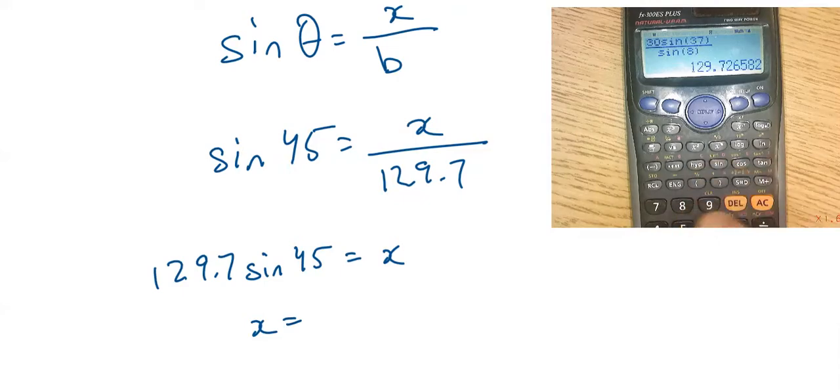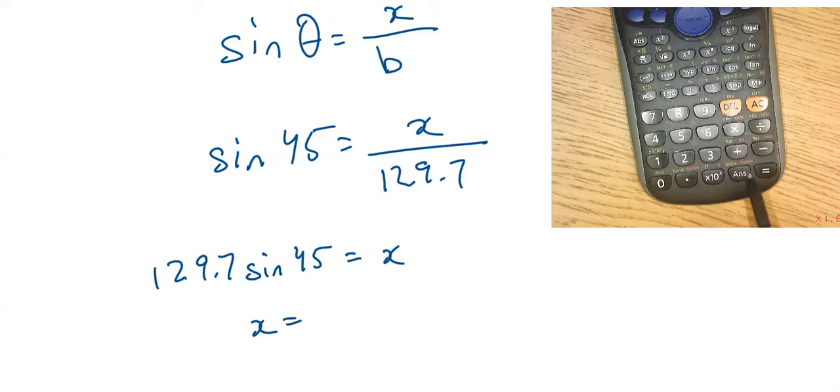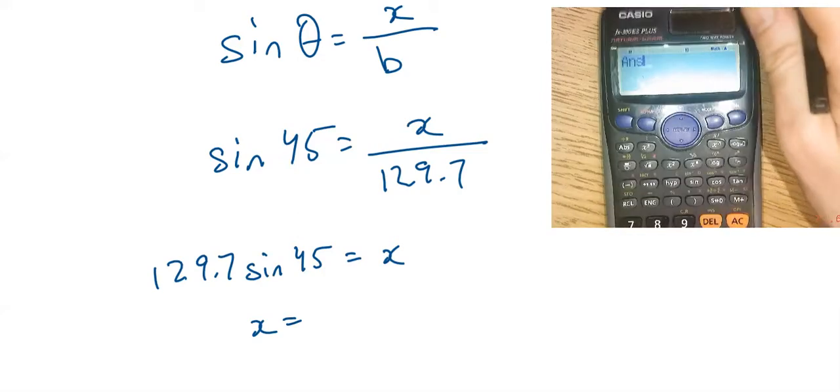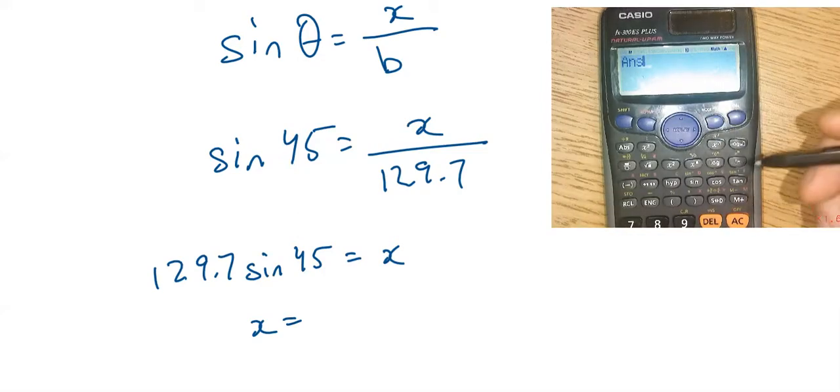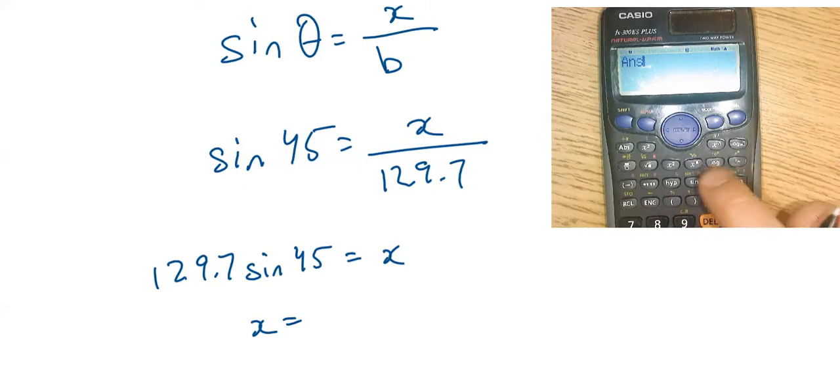On my calculator, I'm just going to use the answer. So I've got this answer button, and that pulls up the answer that I just did with all the decimals, not rounded to 1, not rounded to 4, all the decimals, times sine of 45 equals, and I get an exact answer, and that's x. That's what we were supposed to find. It said round to 1 decimal place, and now I can round to 1 decimal place.